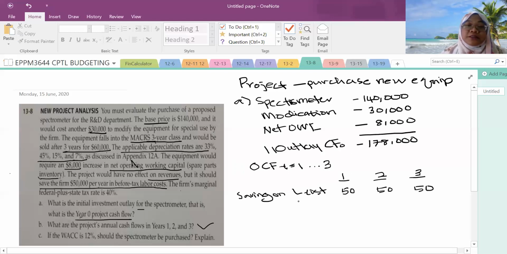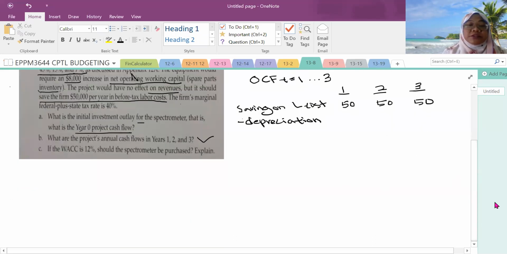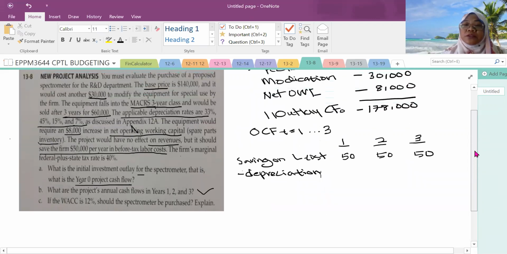Okay, next is operating cost. Tak ada, because kita dah masukkan saving ni tadi. Memang tak ada sebut any additional cost untuk the company operate this equipment. Okay, but don't forget about depreciation. Kita belum buat pengiraan untuk depreciation, so why don't we do it here?